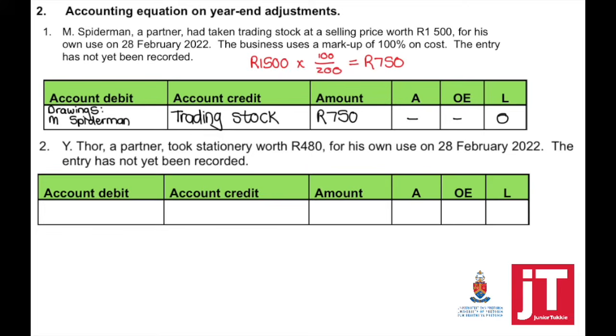Adjustment number 2. 4. A partner took stationery worth 480 for his own use on 28 February 2022. The entry has not yet been recorded. Account debited: drawings, and make sure you write the name of the partner. Account credited: stationery, amount 480, assets 0, owner's equity plus minus. Liabilities, nothing.